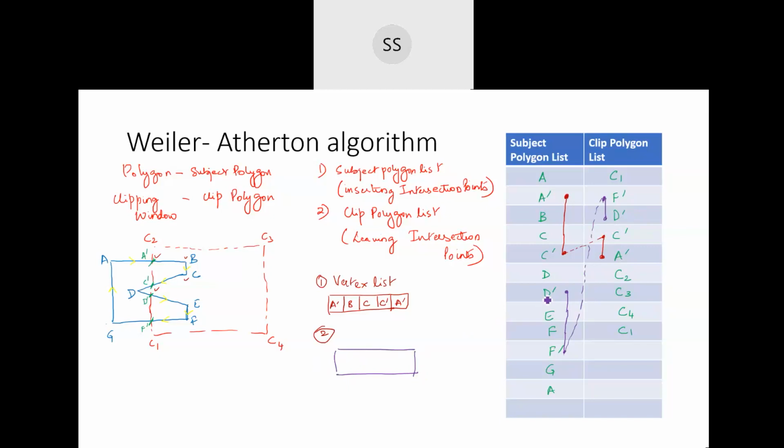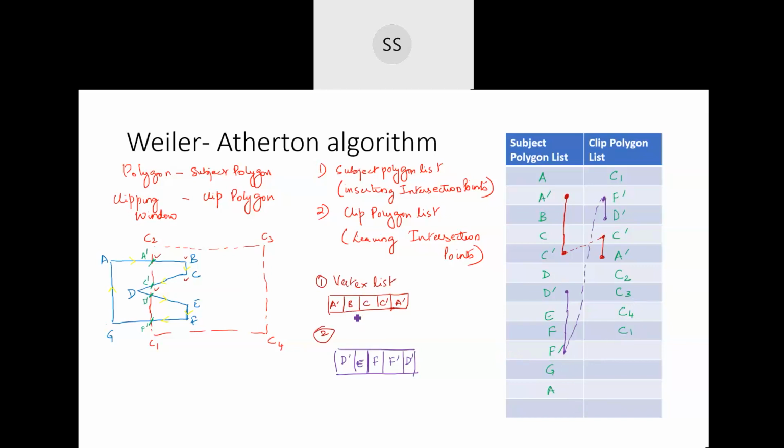It is starting from D dash. Then the next one, I've got E, I've got F, I've got F dash. And F dash is repeated, so I'm not writing it. I can write here D dash. Now do I have any other intersection point that I have to consider? It is G and A. G and A are both outside my clip polygon, and there's no intersection point. I always start from an intersection point and I end at the same intersection point in my clip polygon also.